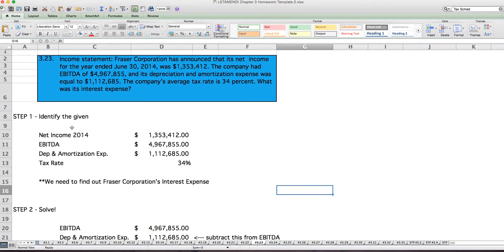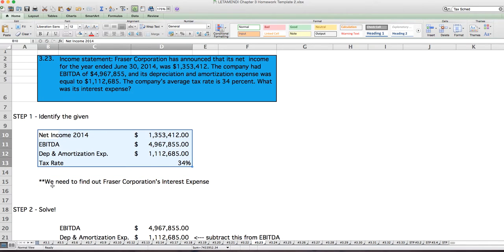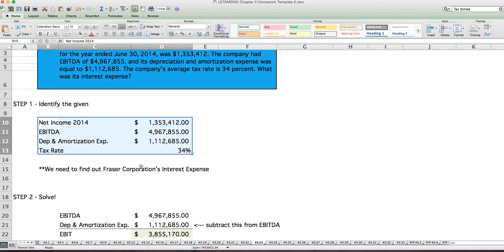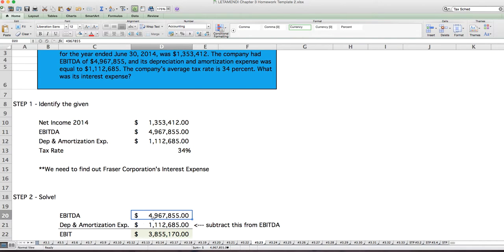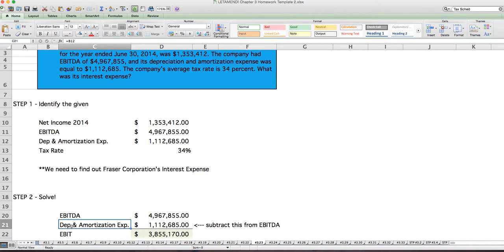Okay, so for this one, we're going to have to work backwards, right? There are some things that we know, which are given here, and we need to find out what the corporation's interest expense was. So the second step, let's go ahead and solve. We have earnings before interest, taxes, depreciation, and amortization, which is 4.9 million. And then we just simply subtract the depreciation and amortization expense, which is given. So let's go ahead and do this, right? And we're left with the earnings before interest and taxes.